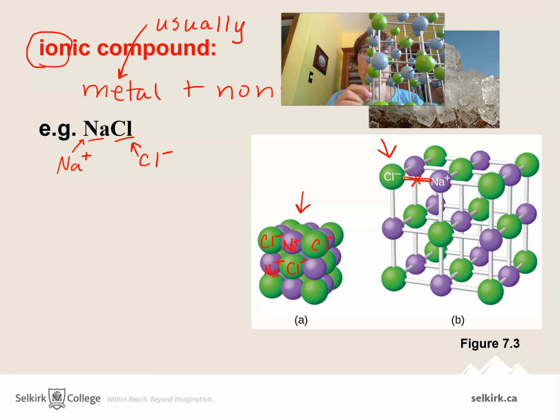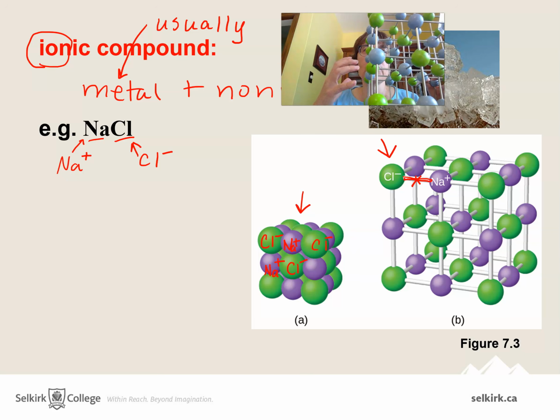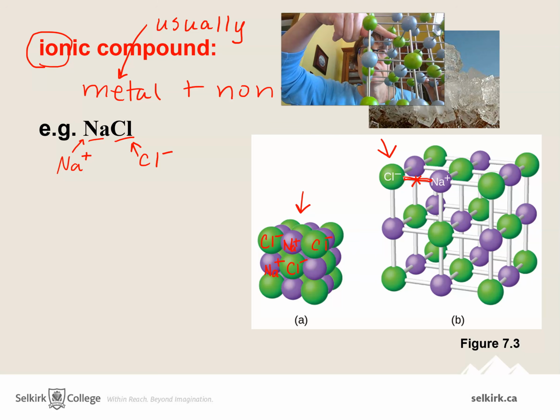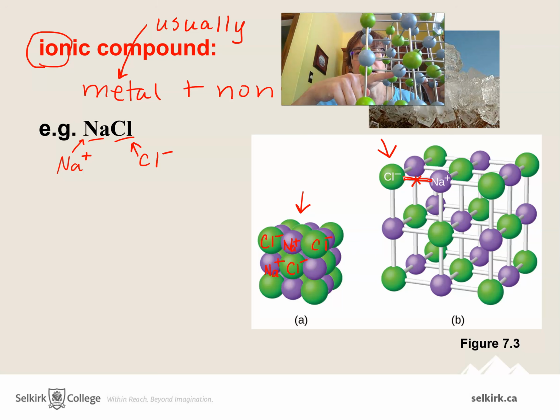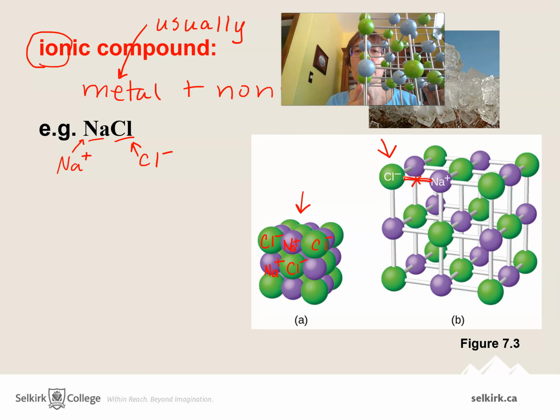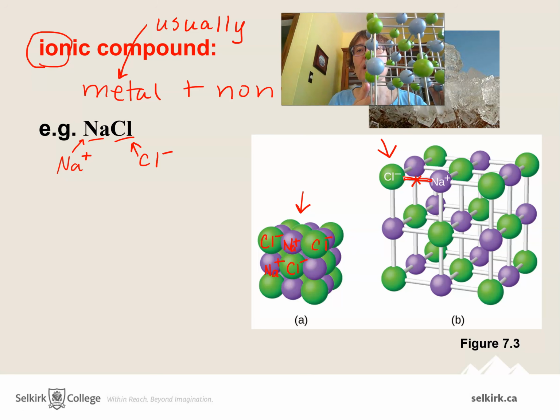Another thing I want to show you with my model is that there is no particular unit that is sodium chloride. This sodium is attracted to this chloride and to that chloride and to that chloride and to that chloride. So the bonding in an ionic compound, or the attractions in an ionic compound, are non-directional.